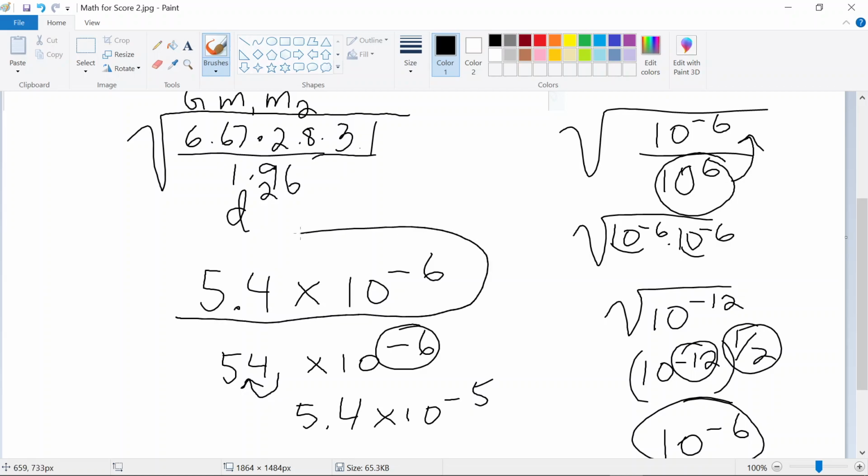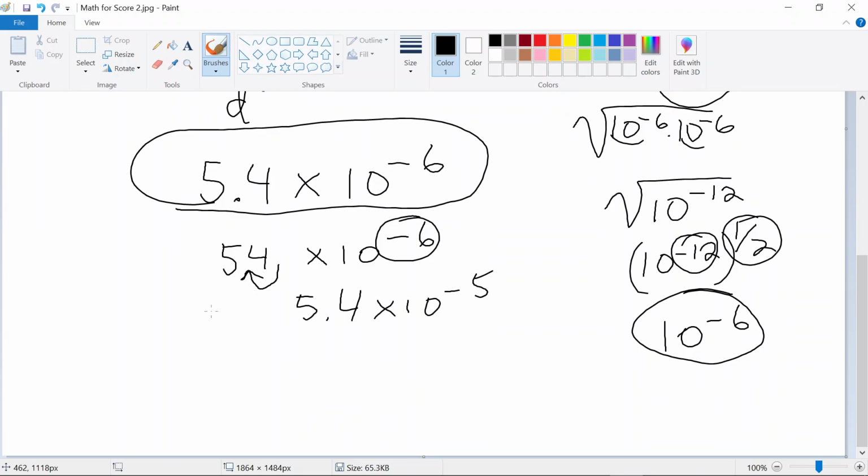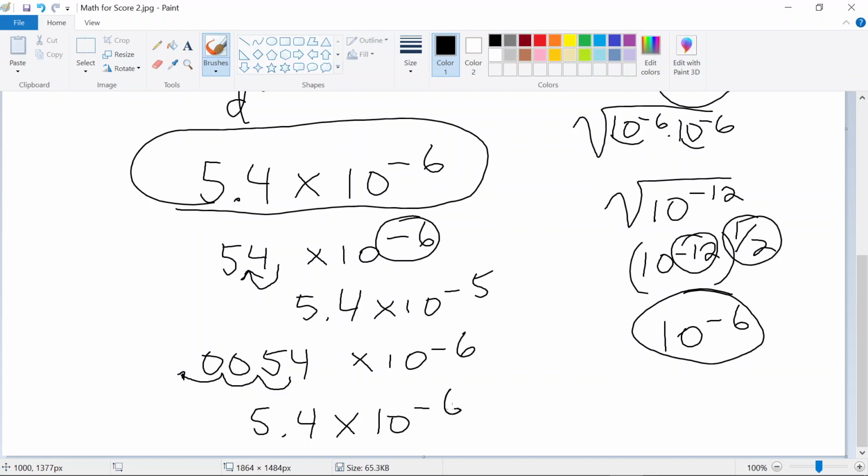These are just examples, just in case you had to put it into scientific notation. What if the number had come out to 0.0054 and then times 10 to the negative 6th? Well, I'd have to move the decimal to the right 3 places in this case. So when I move it to the right, I subtract that many from the exponent. So this would be 5.4 times 10 to the minus 9. Minus 6, minus 3 is minus 9.